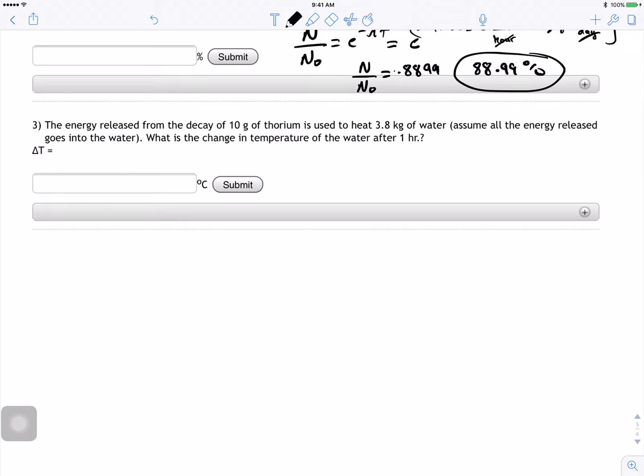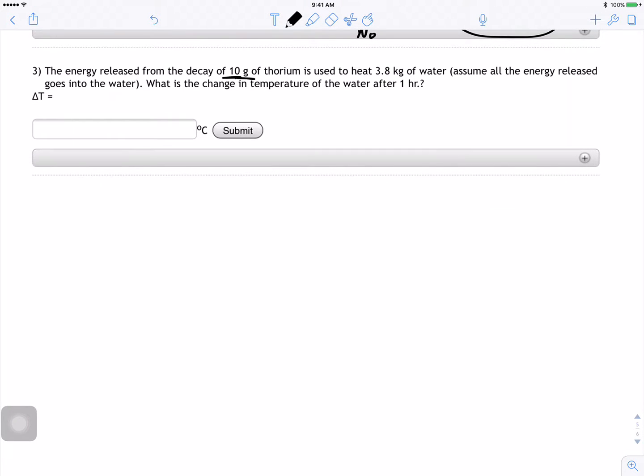The energy released from a decay of 10 grams of thorium is used to heat 3.8 kilograms of water. Assume all the energy goes to the water. What's the change in temperature of the water after 1 hour? The thing we need to do is find the energy released per reaction, per each molecule reaction.